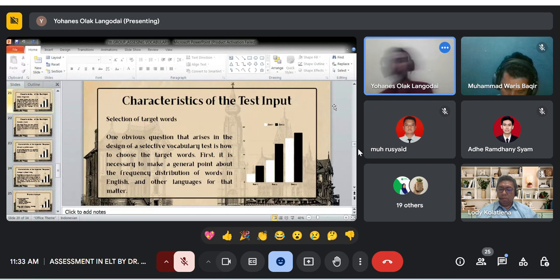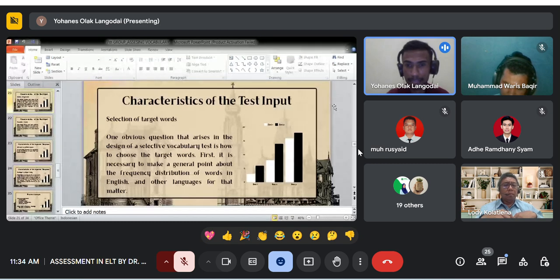The next characteristic of the test input. The first, selection of the target words. One obvious question that arises in the design of a selective vocabulary test is how to choose the target words. First, it is necessary to make a general point about the frequency distributions of words in English and other languages for that matter.